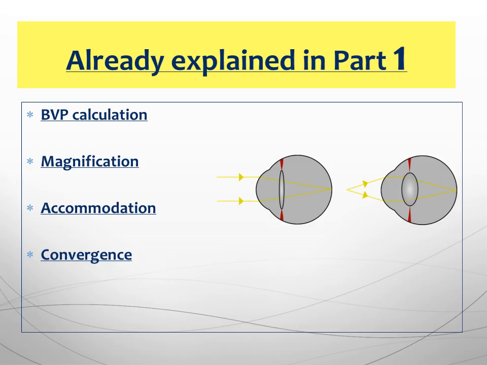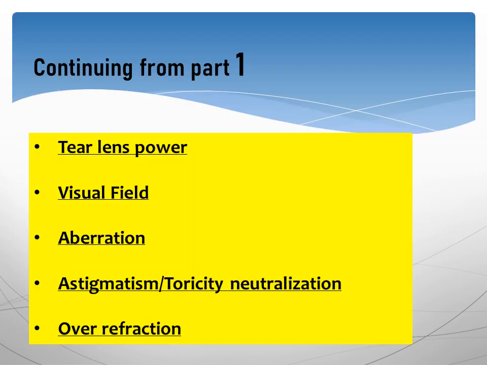Now, just for the sake of recapitulation, in the first part I have already discussed about the back vertex power calculation of contact lens, the magnification with contact lens, and the change in the accommodation and convergence through contact lens. So if you refer to that presentation, you'll be able to understand everything in details and in a very easy manner. In the second part, I'll be discussing about the tear lens power, the visual field with contact lens, the aberration change with contact lens, astigmatism or toricity neutralization, and over refraction. So let's check out one by one.